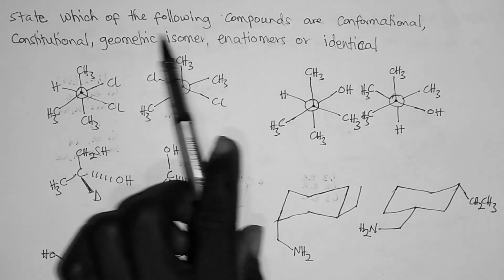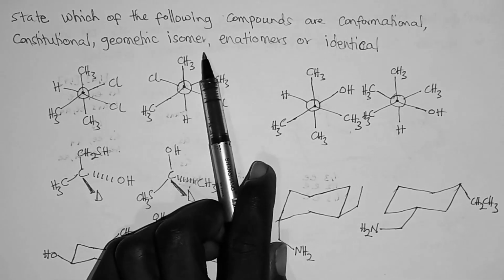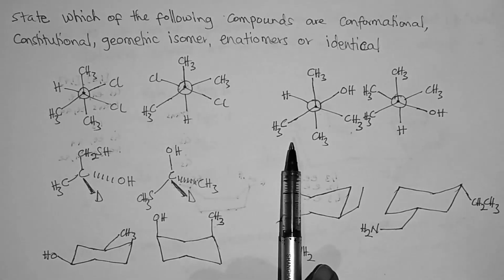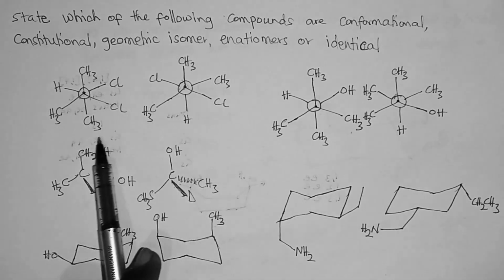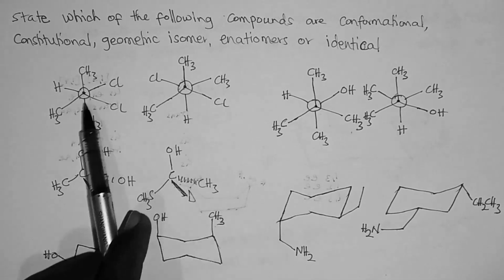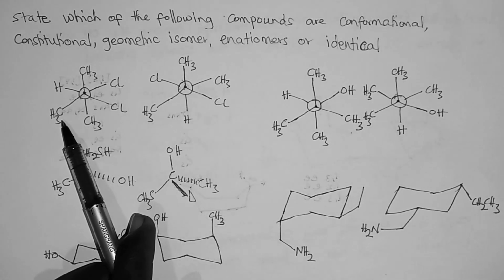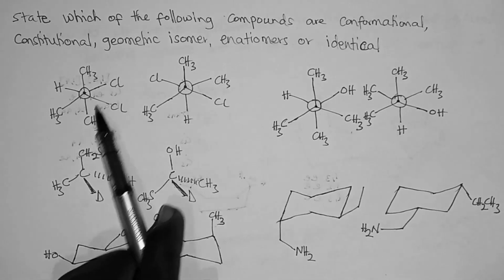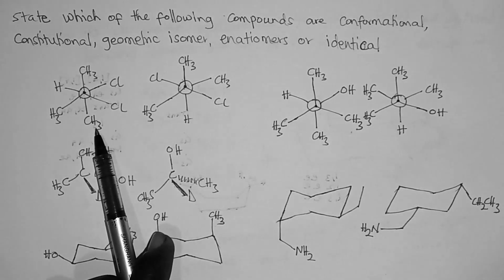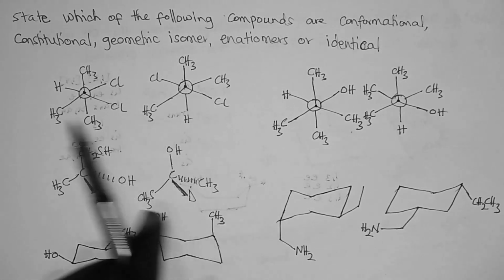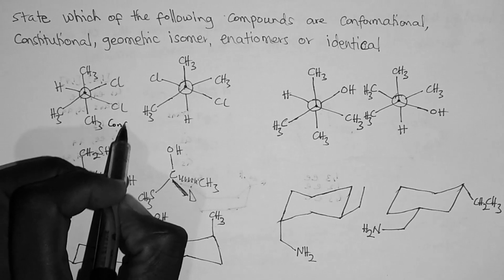And then here he says that state which of the following compounds are conformational, constitutional, geometric isomer, enantiomers, or identical. So you can see that between these 2 pairs, what are they? You can see that this chlorine has been rotated to this side. And then when that happens, this methyl group will come here, will be at this side. And then the proton will also be at this side. So you can see that these two are conformers, so conformational.